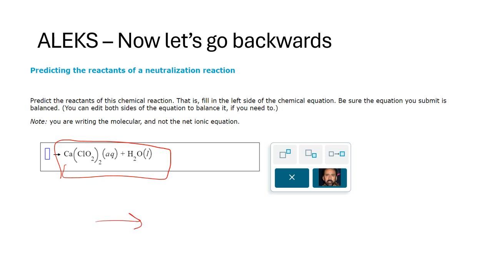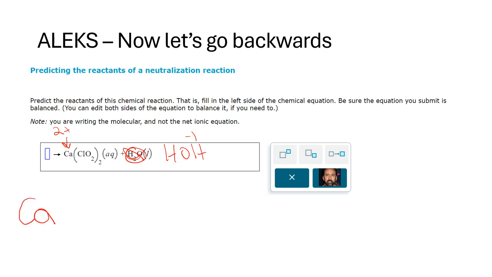There's a lot of ways to look at this. We know that water is HOH. The positive is going to go with this negative hydroxide. And so the base is going to be CaOH. I would then look at the polyatomic ions to see what the charge is of ClO2. It's a -1 charge. And then however many minus charges there are is how many hydrogens there will be.